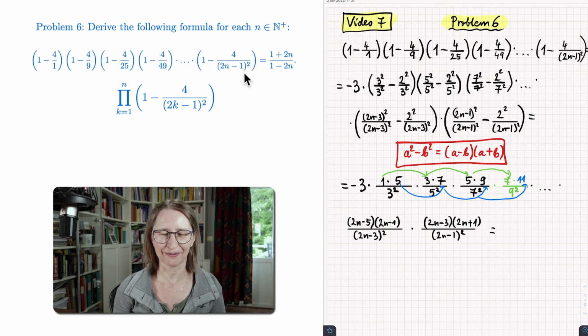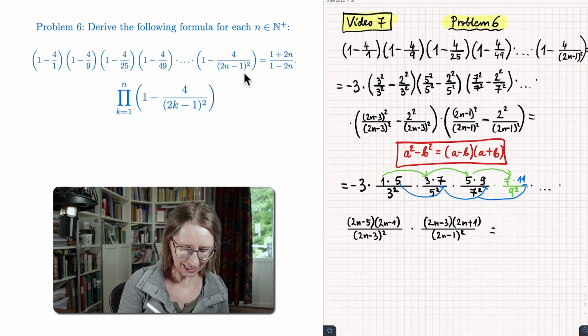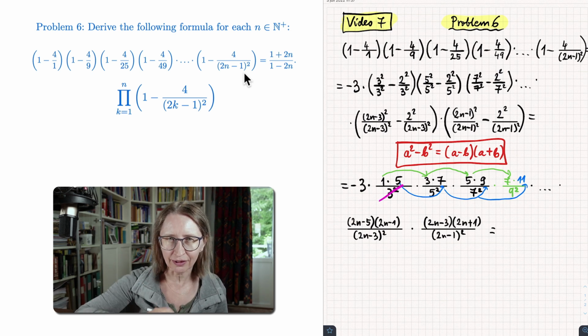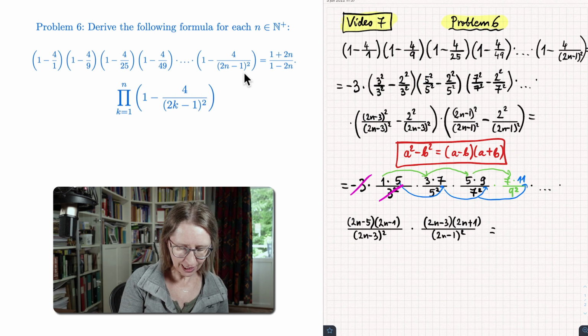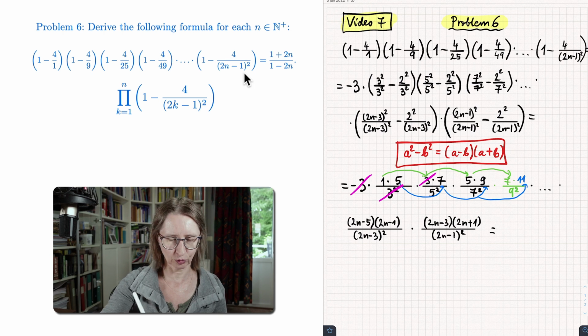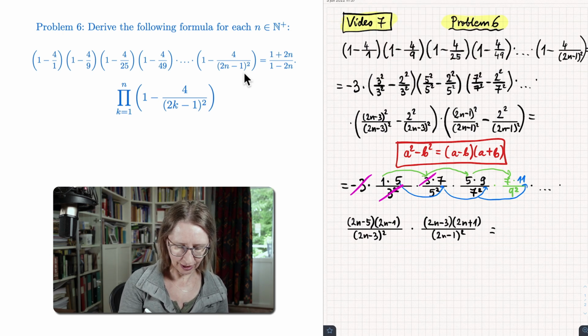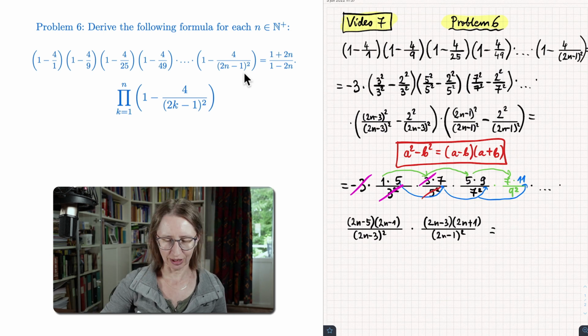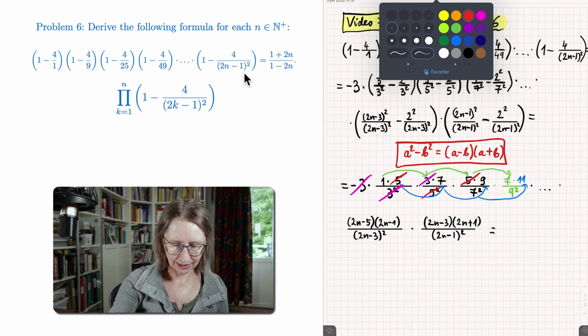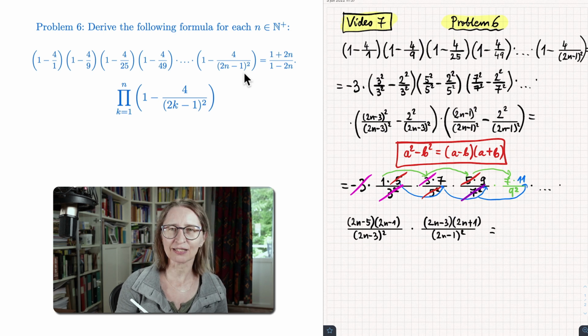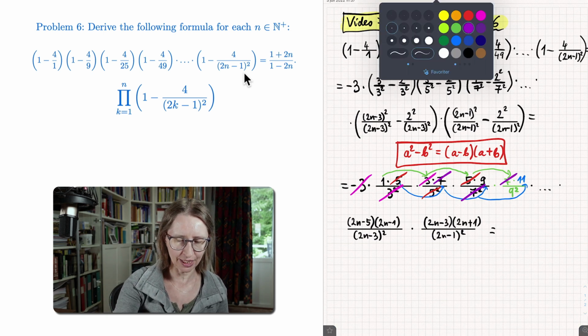And now we look at this, and we see that we will have a lot of cancellations. You see, here I have 3 squared in the denominator, and in the numerators I have 3 and 3. So all cancels out. Then I have here 5 squared in the denominator and 5 and 5 in the numerators. The next one, here I have 7 squared, 7, 7. And you see that everything will disappear in this way.